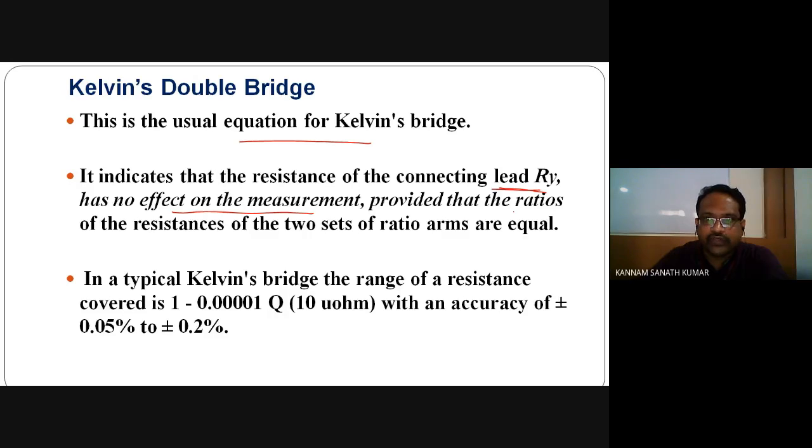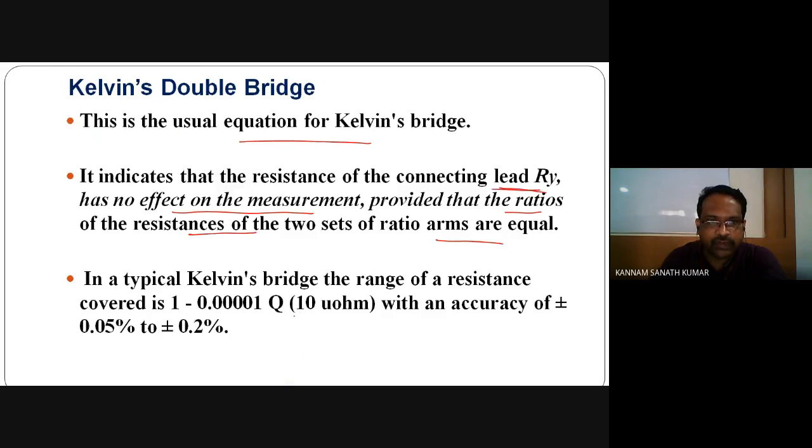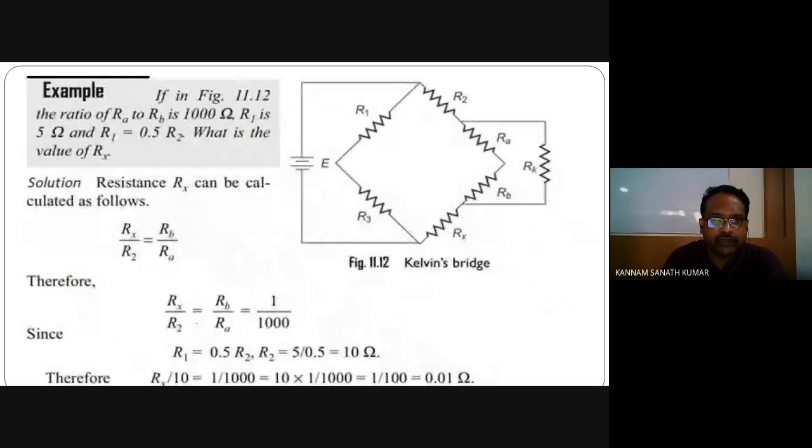Provided the ratios of two resistances, ratio arms are equal. So that means it should satisfy this equation. So that means R1 by R2 equal to what? A by B. It should satisfy this equation. So we can measure the resistance from 1 ohm to 10 micro. The accuracy is 0.05 to plus or minus 0.2 ohms. Okay. This is how we can find out the unknown resistance by using the Kelvin's double bridge.